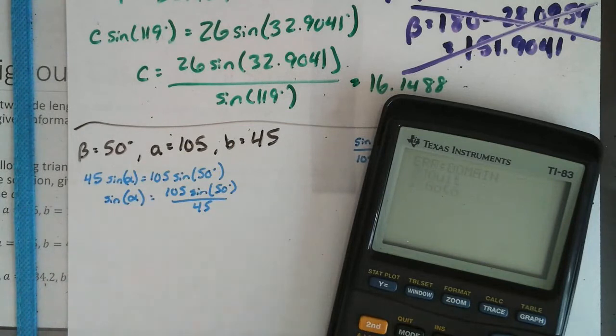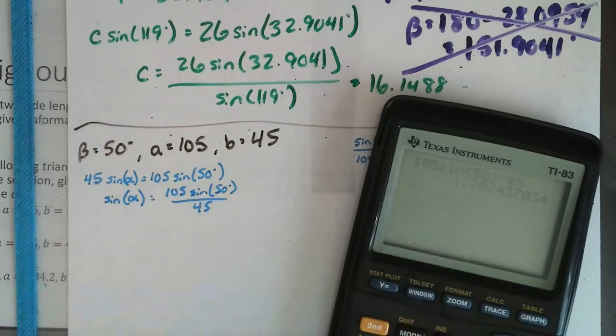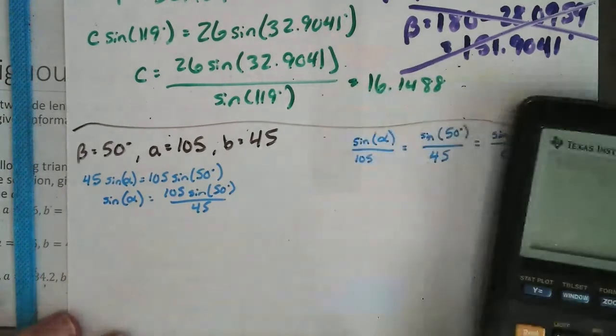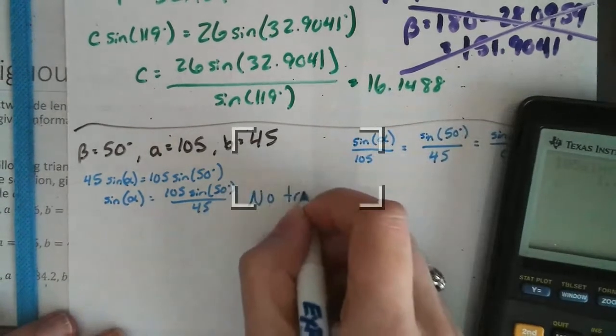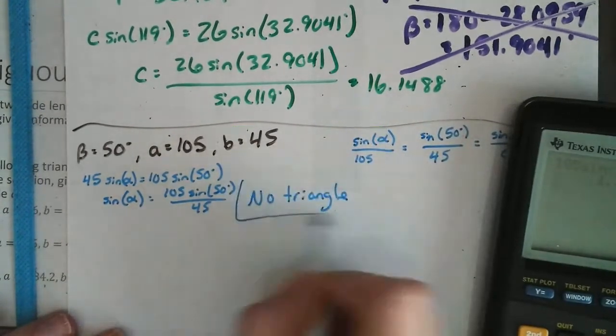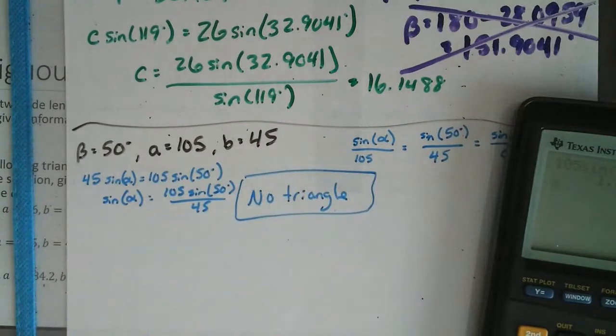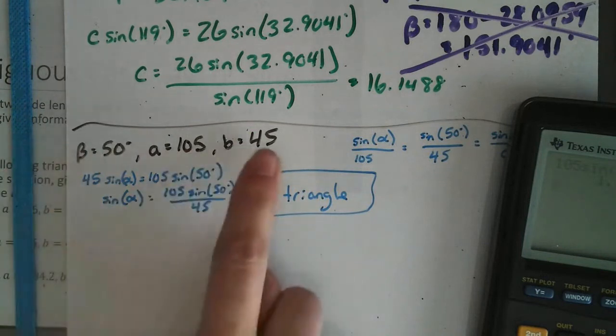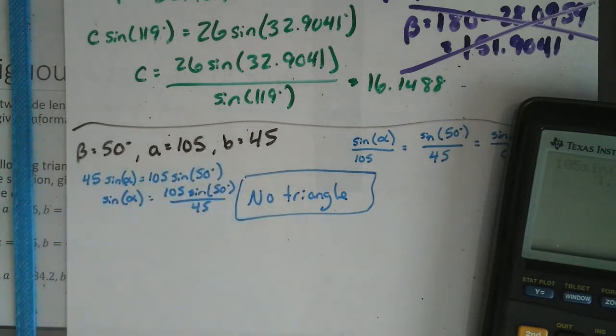Domain error. Wait, let's go look at that again. Let's solve for it again. 105 sine of 50 over 45. And I have to inverse sine that? Wait a minute. Sine can't be 1.787. Sine has to be between -1 and +1. This is the case where there is no triangle. There's no solution. It is impossible to have a triangle that has an angle beta of 50 degrees, side B of 45, and side A of 105. That just can't happen.